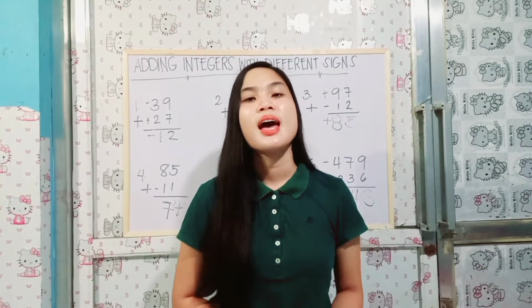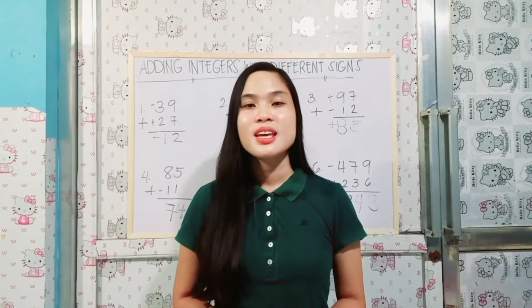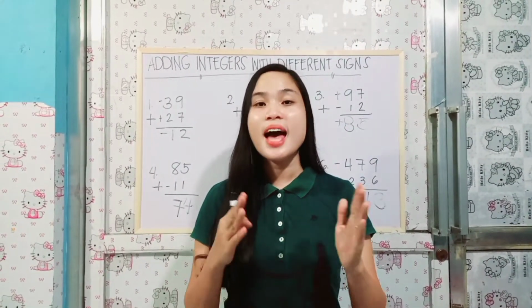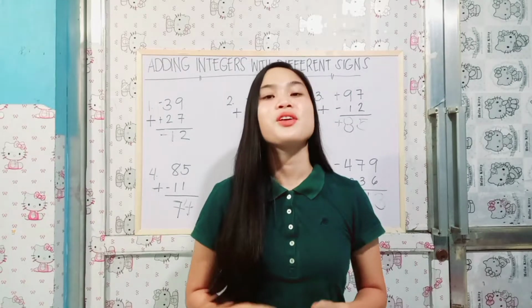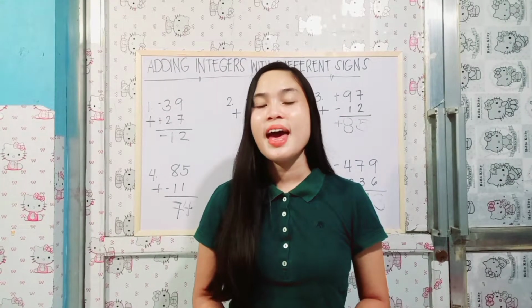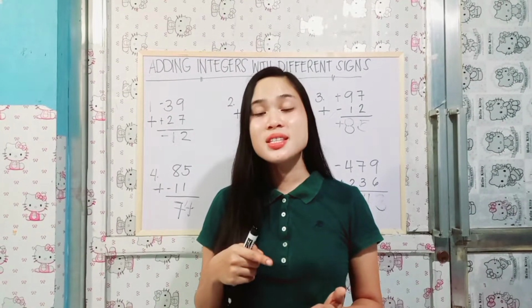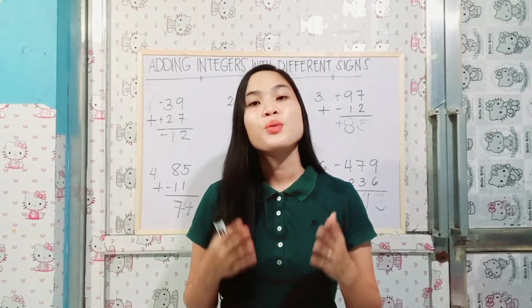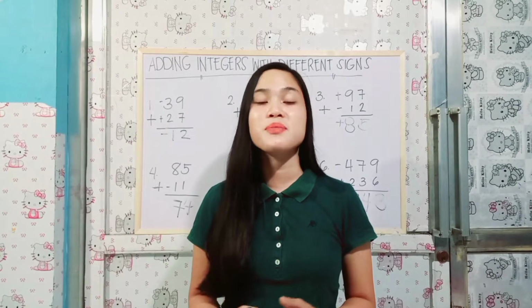Second rule, how to add integers with different sign. So to add integers with different sign, you just have to subtract their absolute value. And then after, affix to the difference the sign of the addend, which has the greater absolute value.